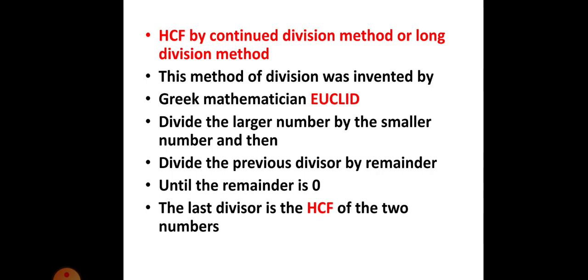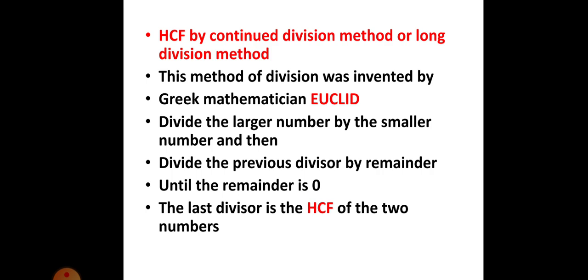Now, SCF by the continued division method or long division method. Next we will learn SCF by the continued division method or long division method. This method of division was invented by the Greek mathematician Euclid. Divide the larger number by the smaller number. First we divide the larger number by the smaller number, and then divide the previous divisor by the remainder.